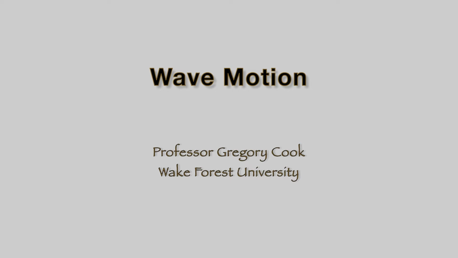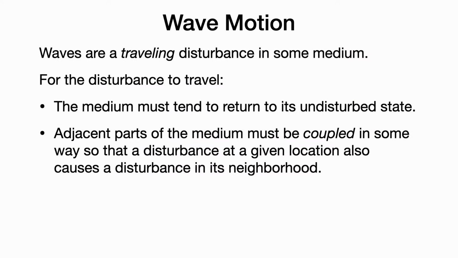In this module, we will consider wave motion. Waves are a traveling disturbance in some medium. For the disturbance to travel, the medium must tend to return to its undisturbed state. Adjacent parts of the medium must be coupled in some way so that a disturbance at a given location also causes a disturbance in its neighborhood.